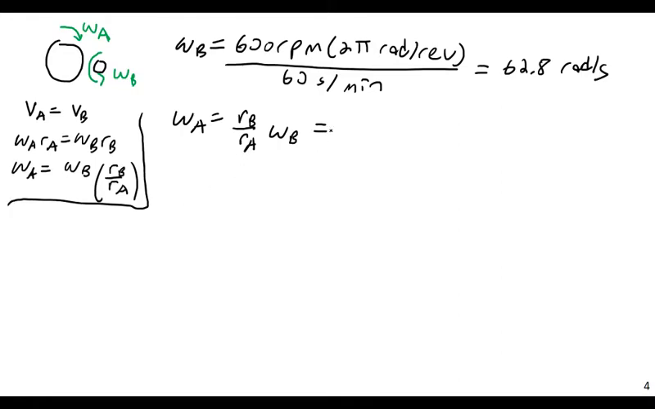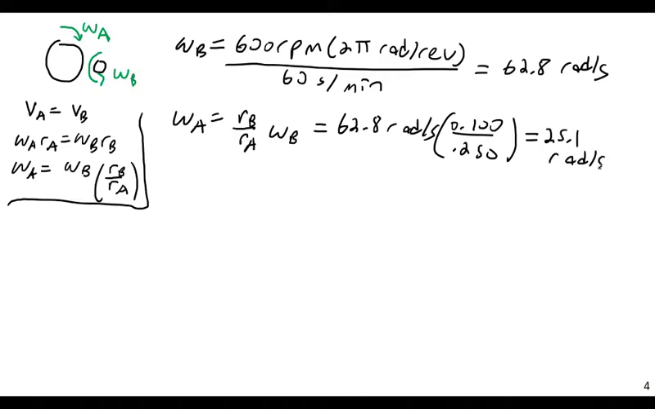And then this is going to be, let's say, 62.8, the value I had previously. 62.8 radians per second times 0.100, the radius in meters, divided by 0.250, and this is equal to 25.1 radians per second.